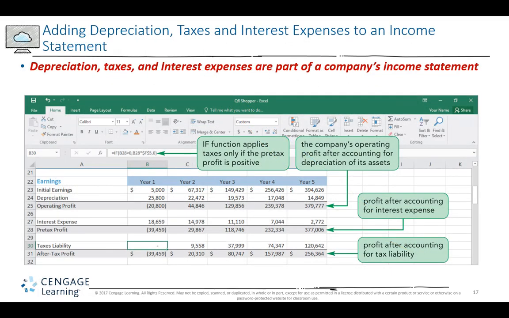Adding depreciation, taxes, and interest expenses to an income statement. These are all part of a company's income statement. Depreciation is part of a company's income statement because even though the company is not losing actual revenue, it is losing worth as its tangible assets decline in value, and that reduces its tax liability.